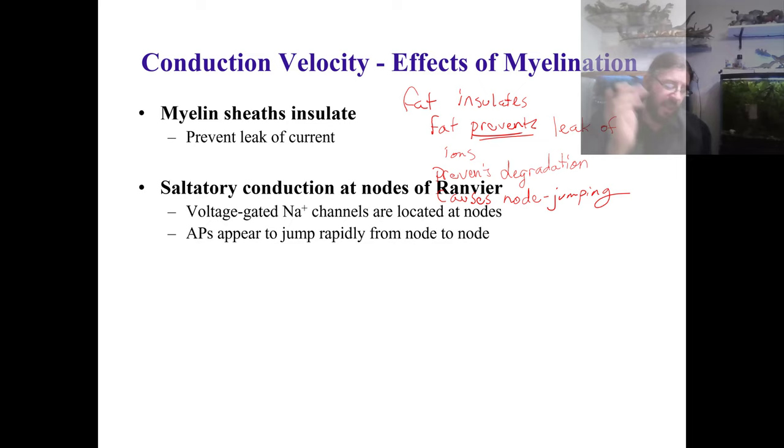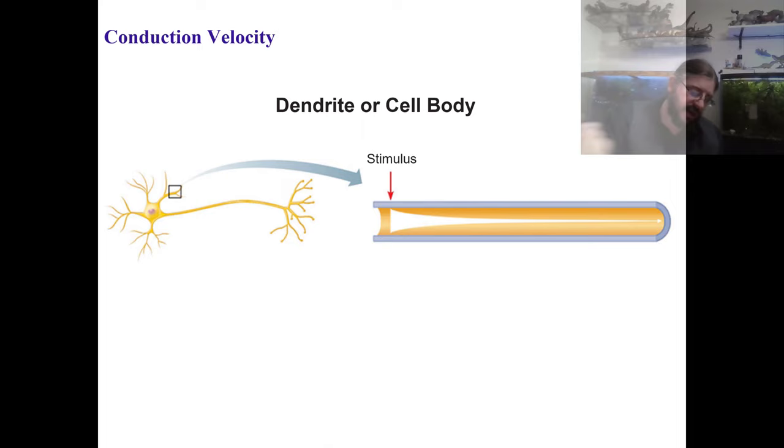So, saltatory conduction occurs at the nodes of Ranvier. Literally, I've said it 100 million times. That's where the depolarizations occur, which means that's where the channels are, and it's node jumping. Ta-da! So there we go. And we can see here a good example of at the dendrite or the cell body, we have resistance.